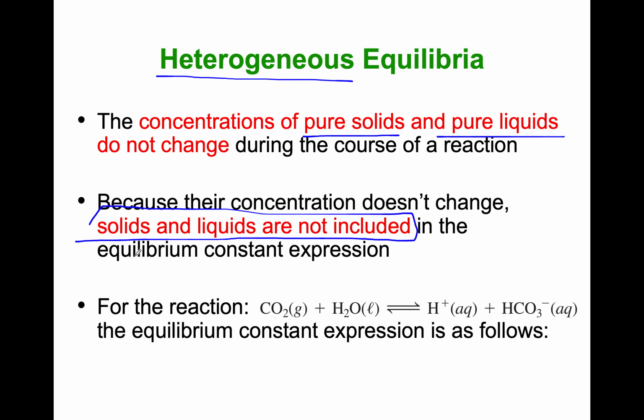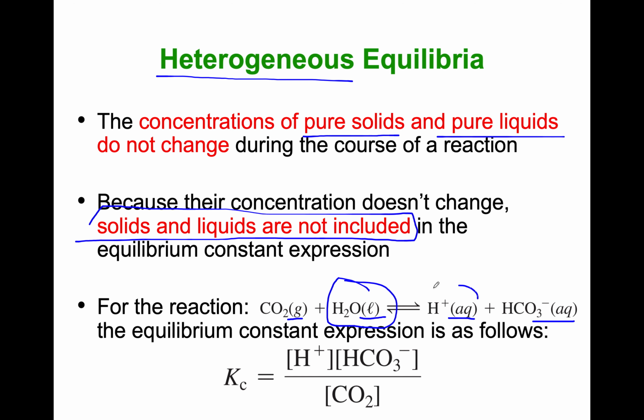So what this means then is if you have a reaction like carbon dioxide gas, water liquid, H plus, the hydrogen, the proton, the acid aqueous, the bicarbonate aqueous. Remember, liquids and solids aren't included. So the K expression then, product times product, not the liquid, divided by the gas. That's the K. And so you see here, Kc, just products over reactants. This is referring to the concentrations of these substances.